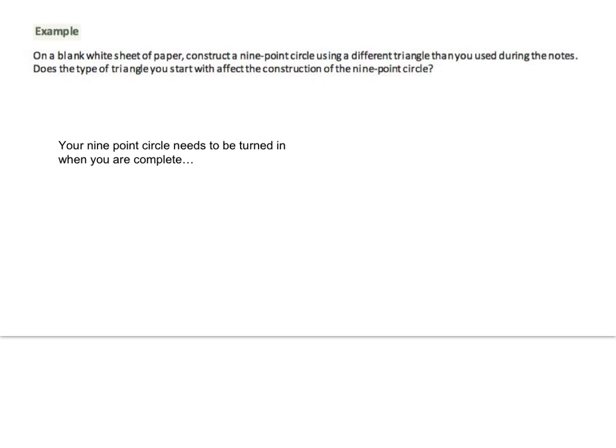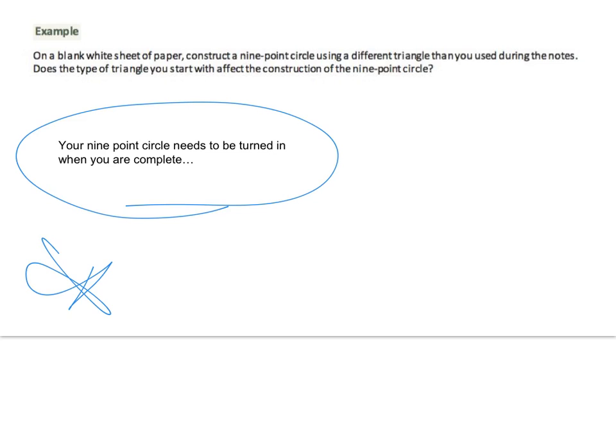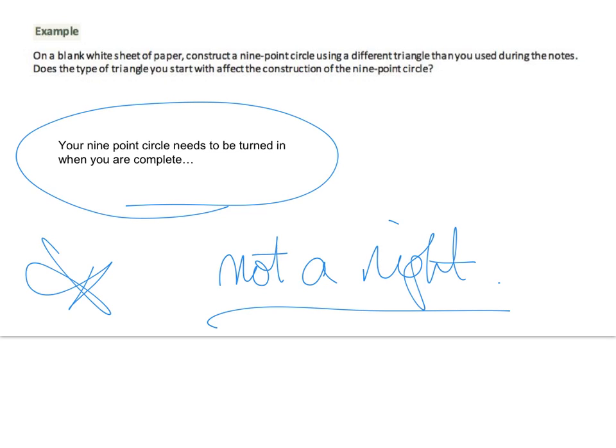Okay, this is what I would like you to do. On a blank sheet of paper, construct a 9-point circle using a different triangle than you used during the notes. Does the type of triangle you start with affect the construction of the 9-point circle? Okay, pick any triangle. I would still stay away from right triangles. Okay, we'll deal with right triangles tomorrow, but if you could please turn in your 9-point circle when you're complete, that would be fantastic. You can work on it in class tomorrow or tonight. Just turn it in when you're done.